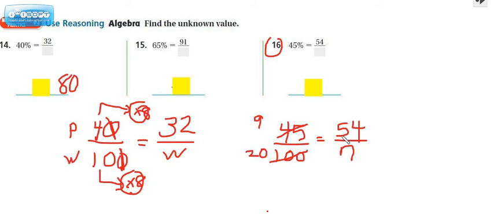9 is compatible with 54. Let's take advantage of that. 9 times 6 would be 54. So that means we just have to do 20 times 6 to get the answer. If we just do 2 times 6, that would be 12, and we have to throw on that 0. So that would end up being 120.